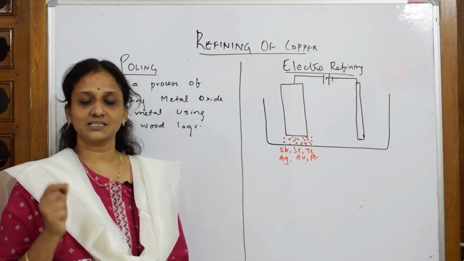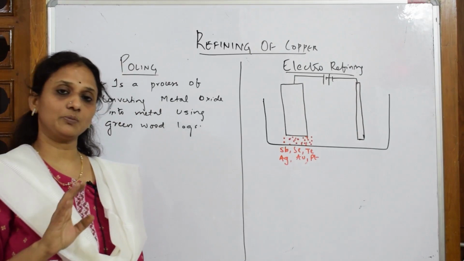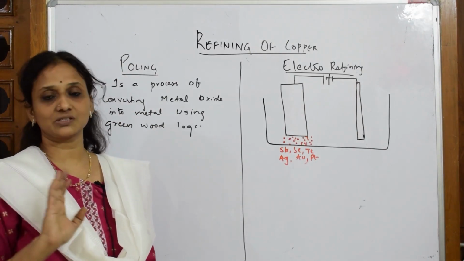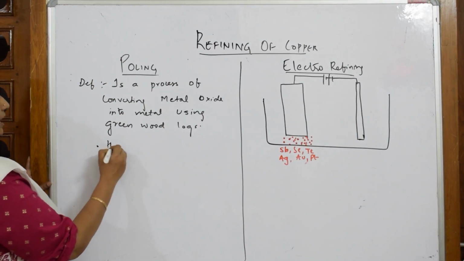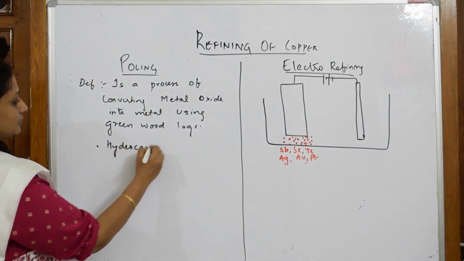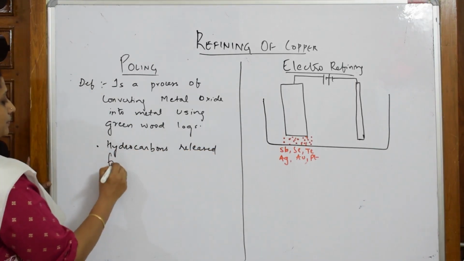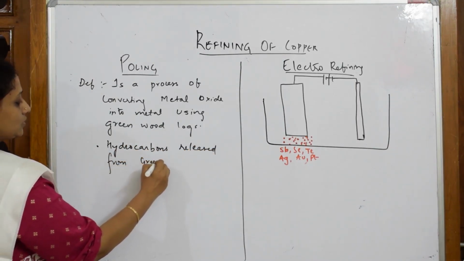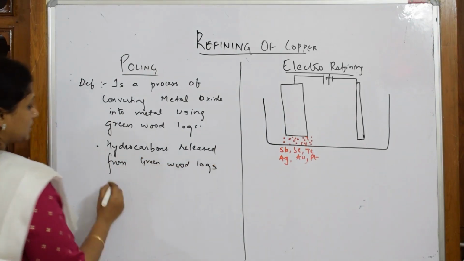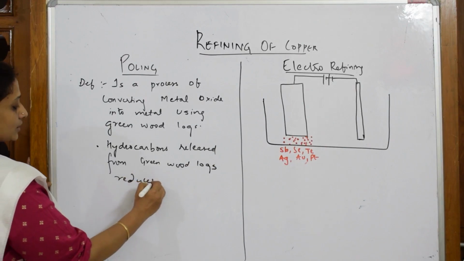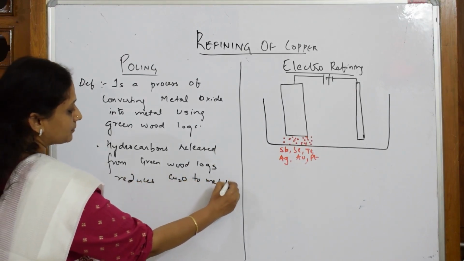So once again, simple, poling is a process of converting metal oxide, copper oxide, to metal using green wood logs. Now, sir, nothing to write in the exam. Write the definition and just write hydrocarbons released from green wood logs reduces copper oxide to metallic copper.